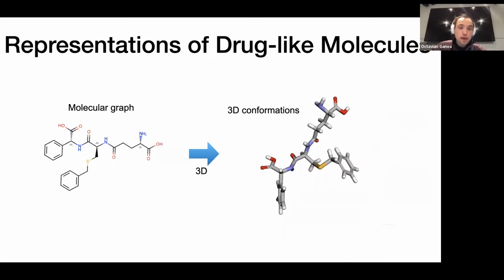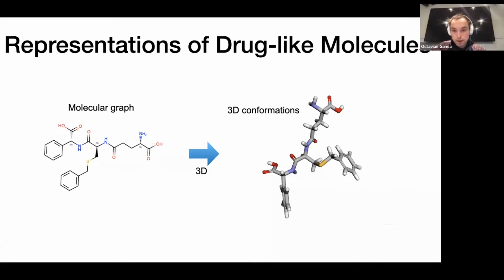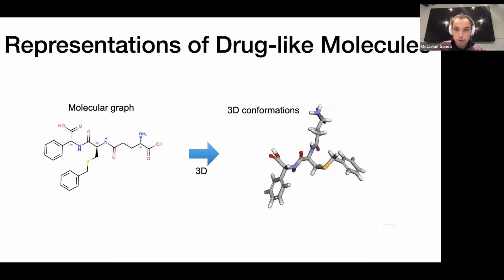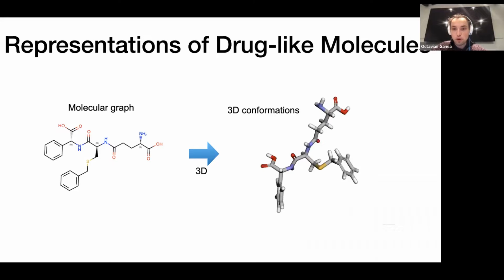So I'm going to show some representations of proteins and molecules, just to make sure that everybody in the audience is on the same page.